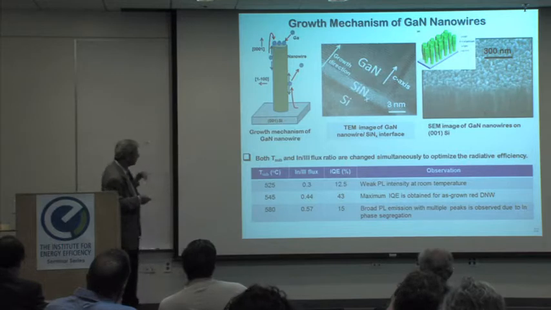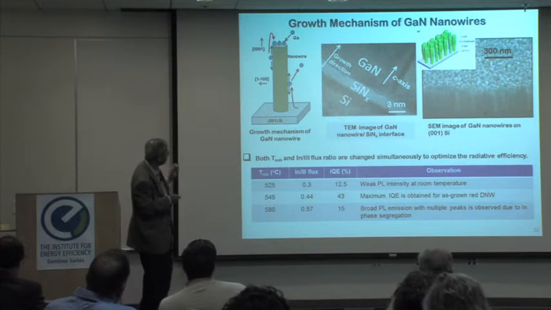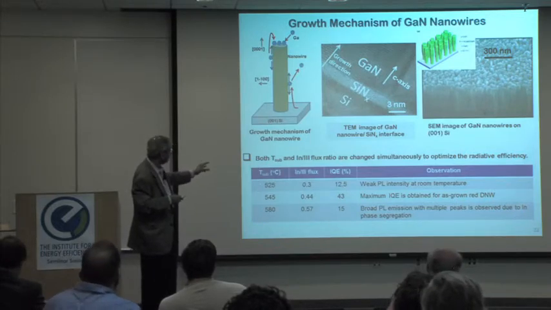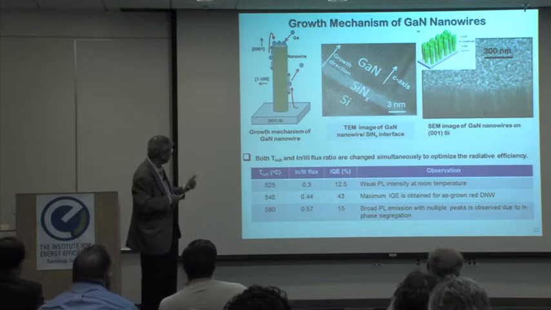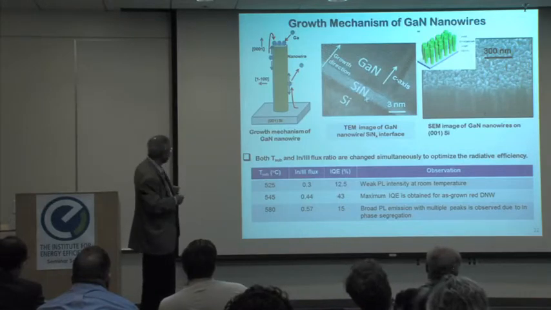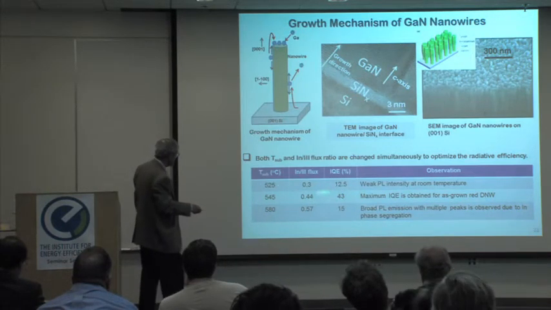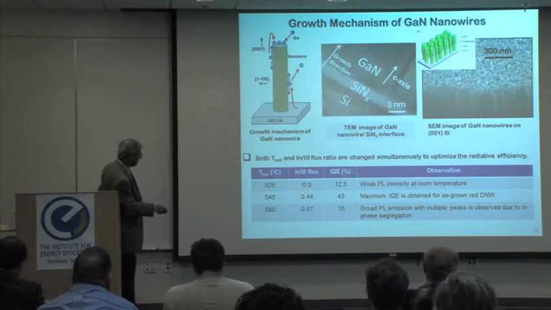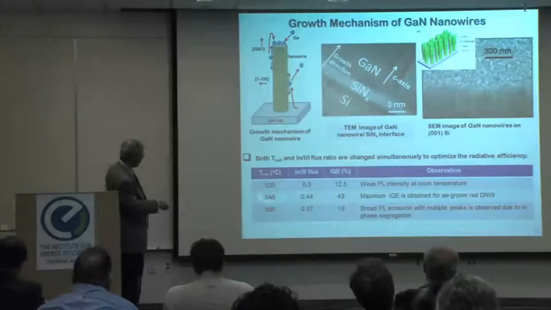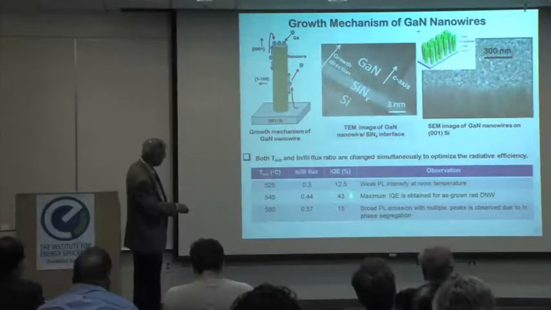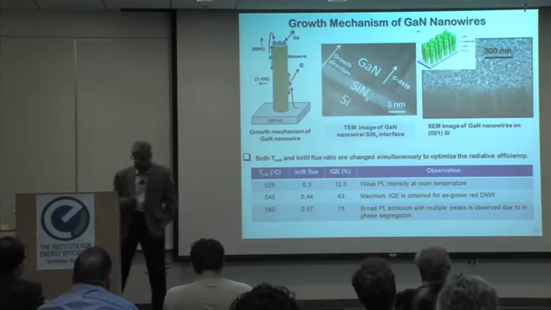Now, of course, we learn to grow them, but then we optimize our growth by controlling the substrate temperature. Say if the substrate temperature is too high, then you have segregation effects. If it is too low, then you create defects, point defects and so on. So we arrive at the optimal temperature and the flux ratio, and here is an example of what is optimal. So you can see that about 545 degrees, a flux ratio of 44%, gives you about, in the as grown nanowires, about 43% quantum efficiency, which is not bad.